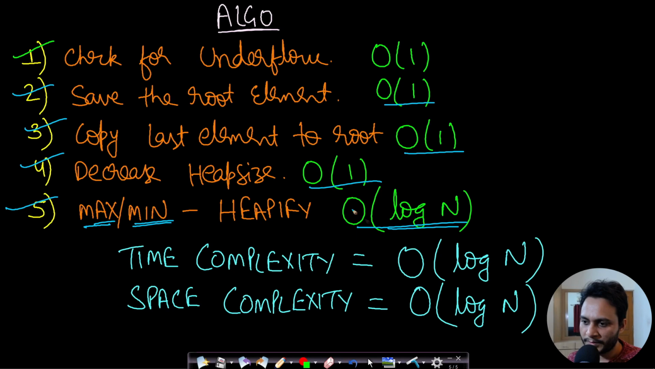Time complexity of this algorithm will be order of log n, while the space complexity can range from order of 1 to order of log n. If you are applying it by using recursion, it will be log n. Otherwise, by using a while loop, it will be just order of 1. Okay, so I hope you were able to understand both the heap push and heap pop algorithms. Let us now look at the code.